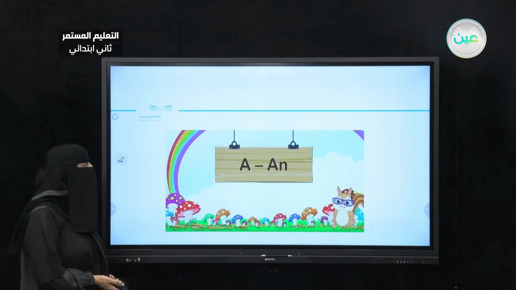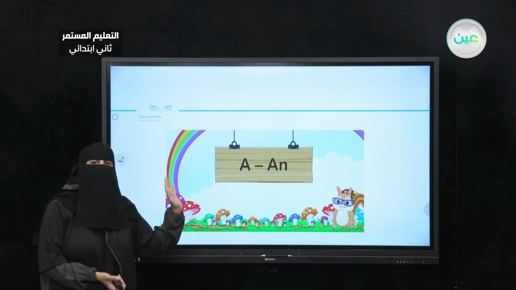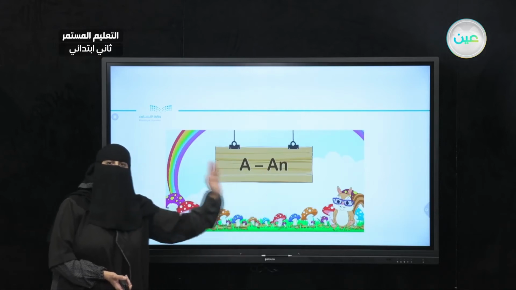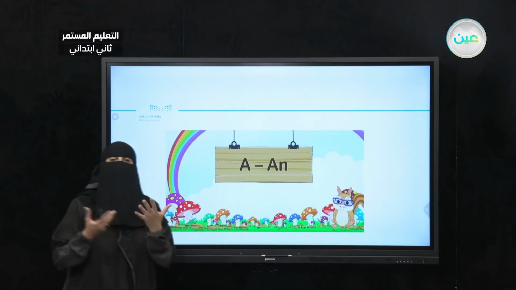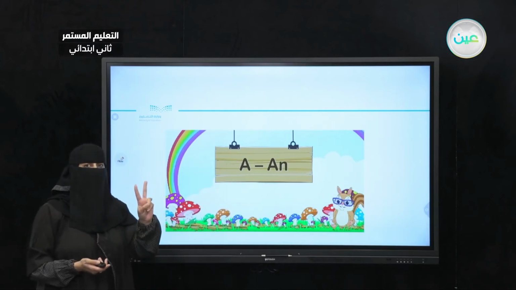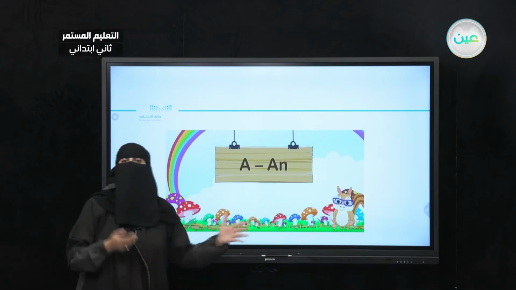Okay, so what do we mean by articles? They are these two: a and an. These are the English articles, okay? Actually, we have more. We have the article the, but we will not be taking this until next year, inshallah. So we will be focusing on a and an. Okay, when do we use these two articles? When do we use them?